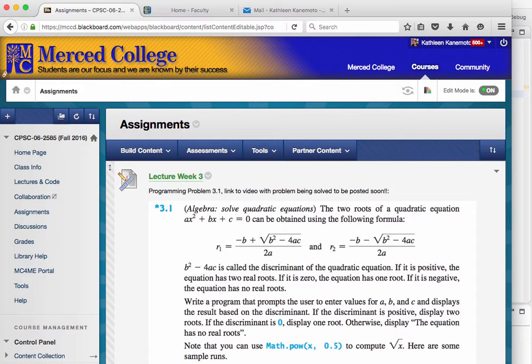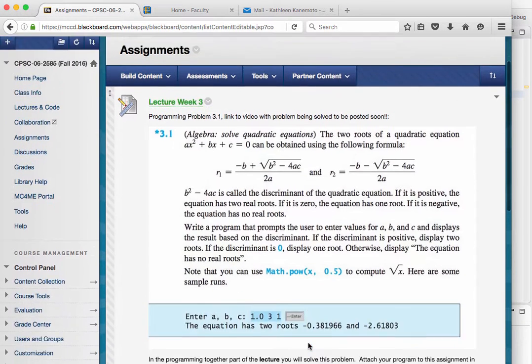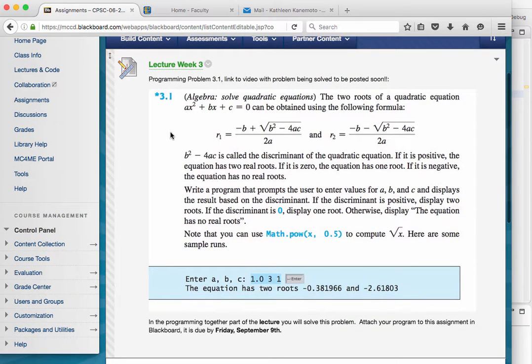All right, let's go over how to solve a problem like problem 3.1 in our book. The problem reads, the two roots of a quadratic equation, ax squared plus bx plus c equals 0, can be obtained using the following formulas. And they have an r1 equals, and then they have a formula, and r2 equals this formula.